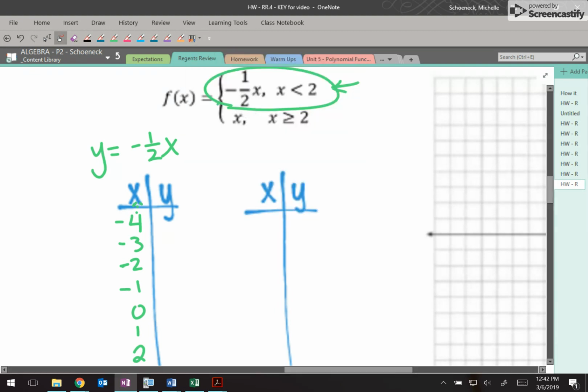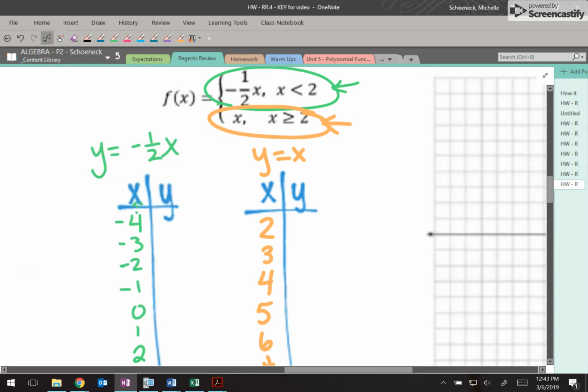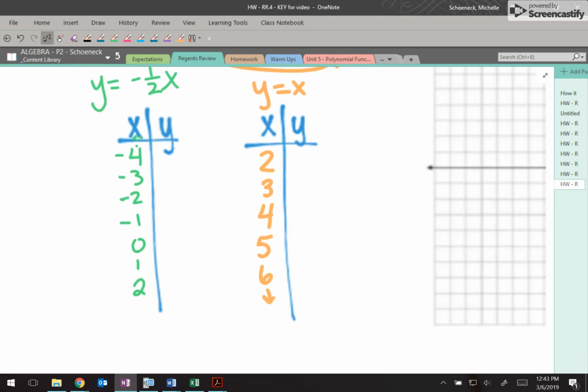I'm also, at the same time, needing to graph y equals x, but when x is greater than or equal to 2. So that means I'm going to start at 2 here. And it keeps that going. This does not give us a start and an end. It just tells us our start.